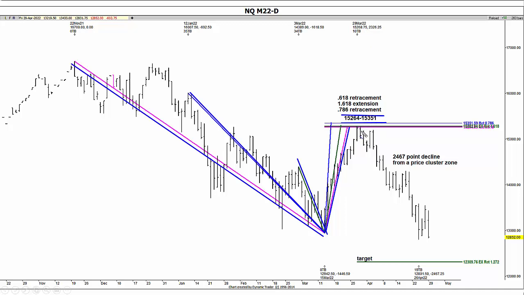It finally triggered. Probably would have scared you here because it was coming back towards that area, but we ended up seeing a decline of 24.67 from this price cluster zone. That's on a daily chart in NASDAQ.